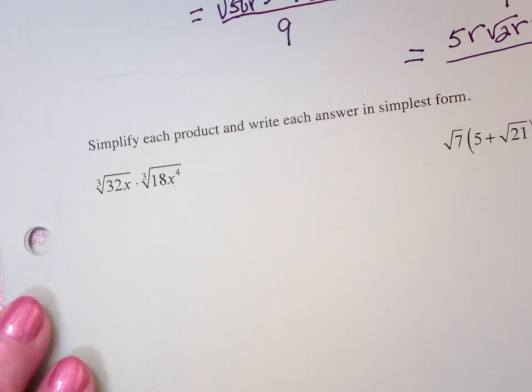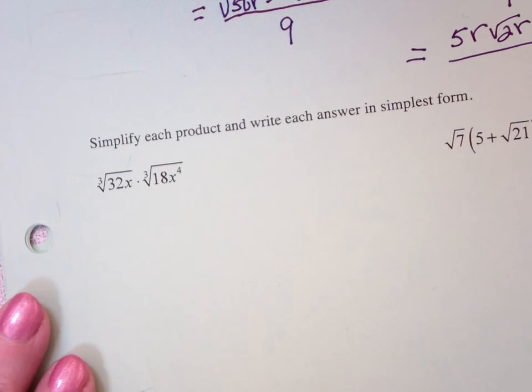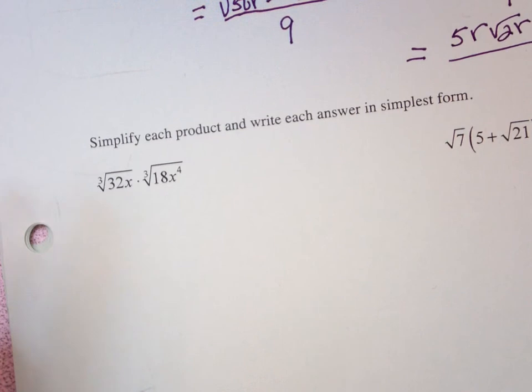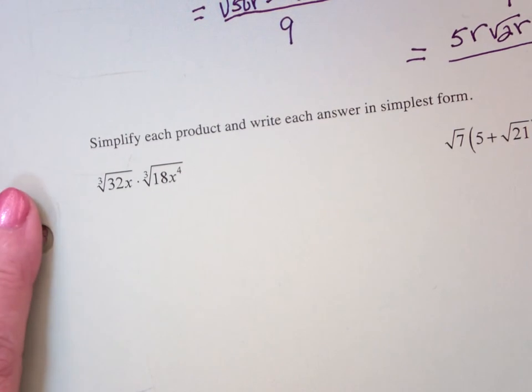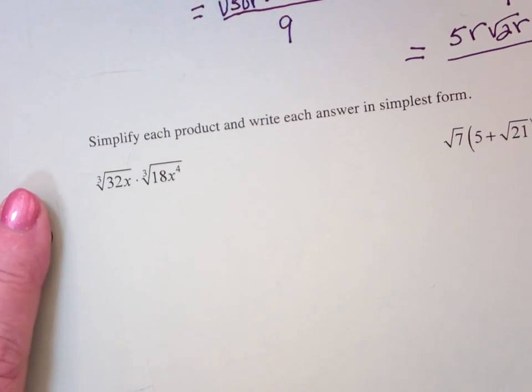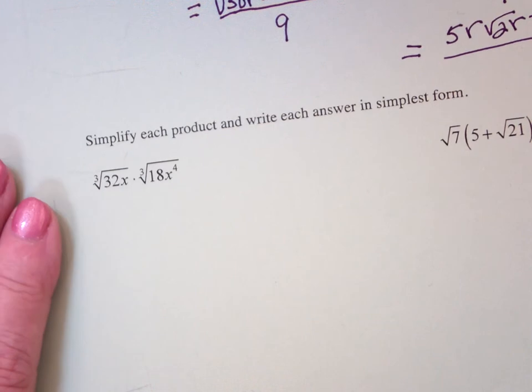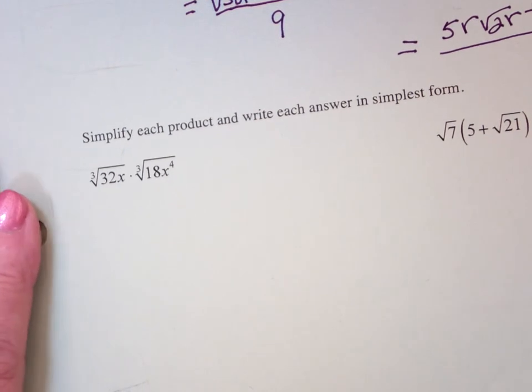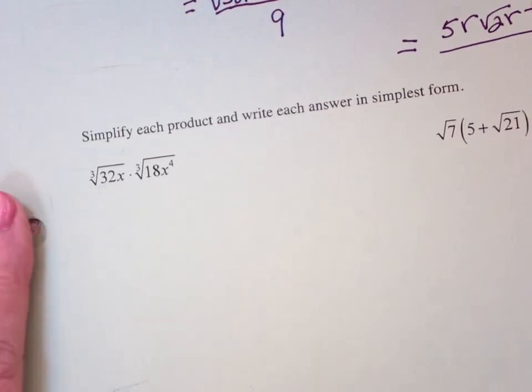Simplify each radical, each product, and write the answer in simplest form. We're away from, well, semi away from addition and subtraction, kind of. And we're back to multiplication, and that's when we're going to say, yippee. That last one was a test.